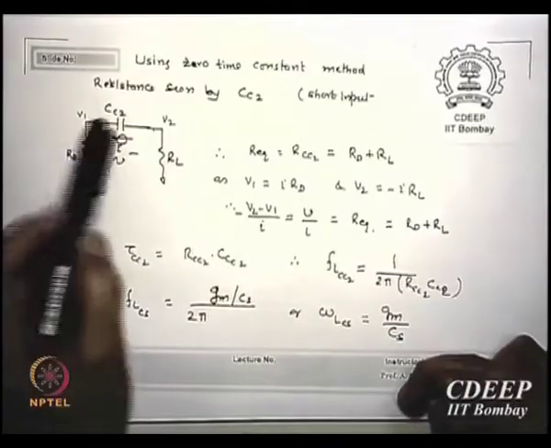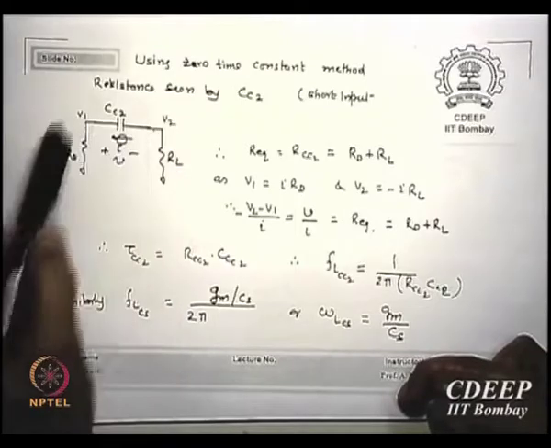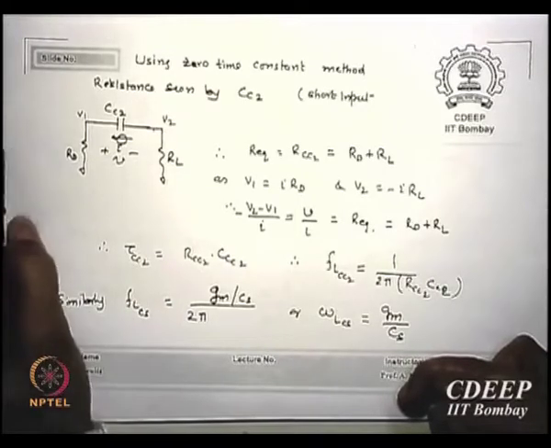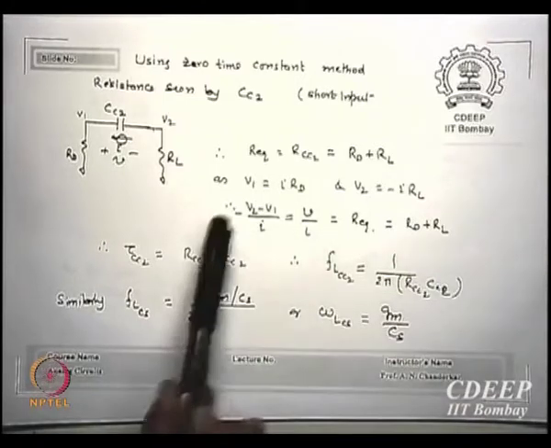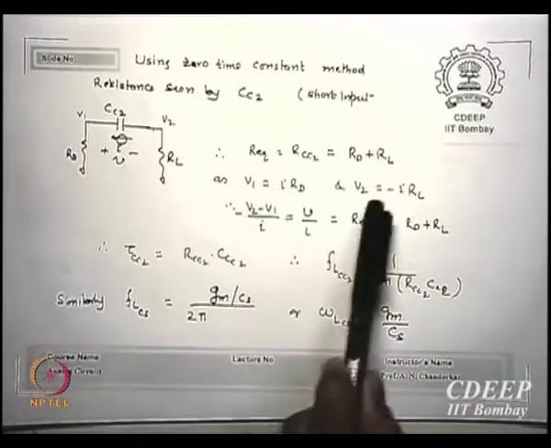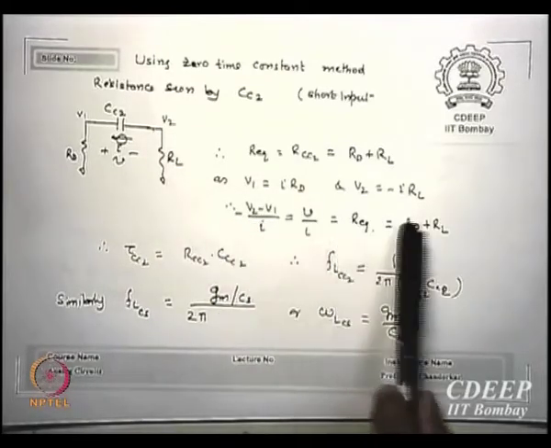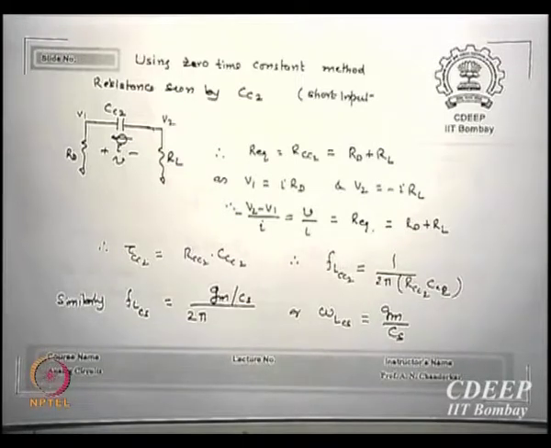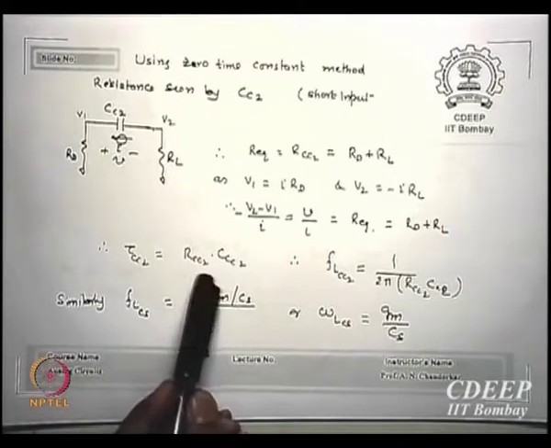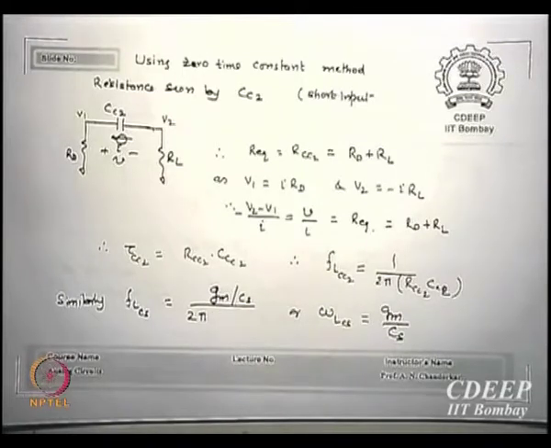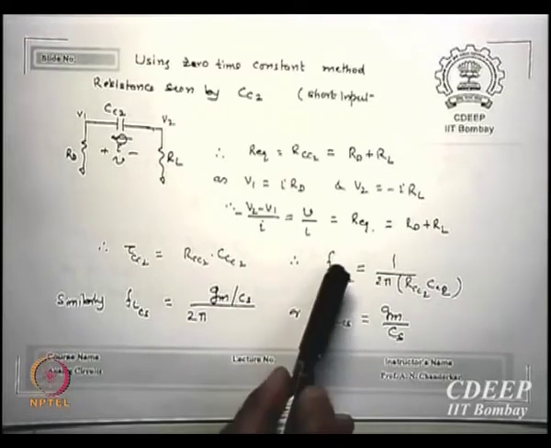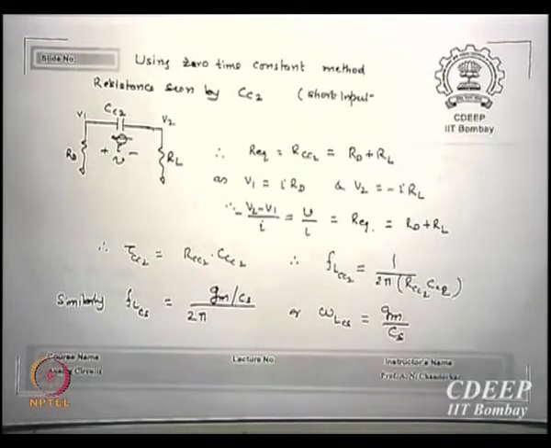So we say CC2 sees V1 minus V2 over RD and RL. So how much is R equivalent for that? I just did the maths. V1 is IRD, V2 is minus IRL, so V1 minus V2 by I is RD plus RL. So what is the equivalent resistance seen by CC2? RD plus RL. So tau CC2 is RCC2 times CC2, which will give me another pole, which is 1 upon 2 pi RC2 CC2.